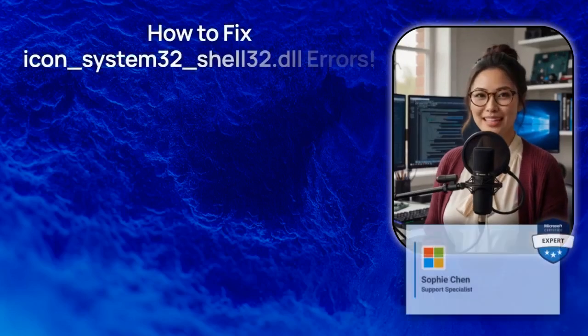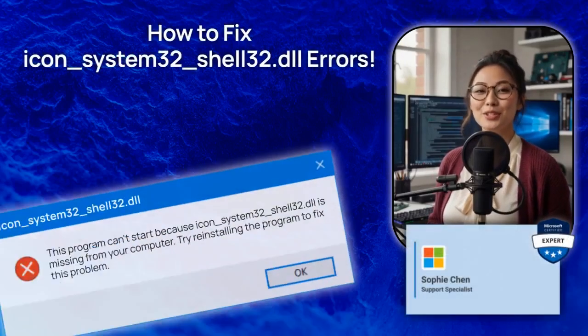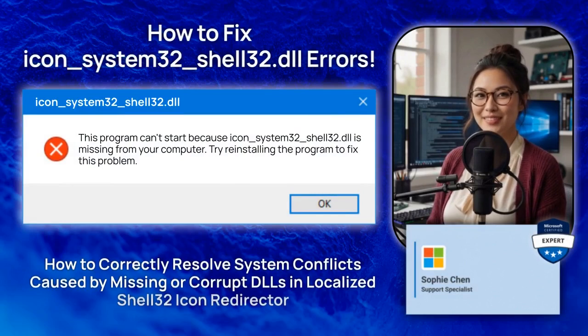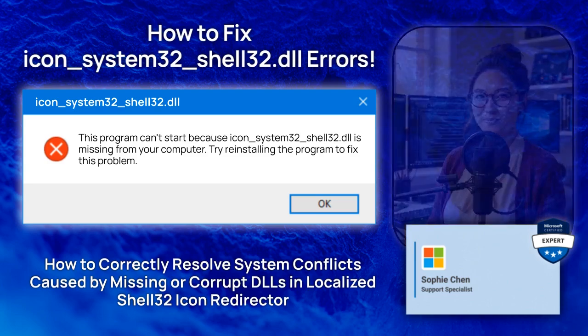Is your Windows operating system reporting the Icon System 32 Shell32 DLL failure? I'm Sophie Chen, a Windows system specialist. Let's resync your file architecture and restore your system integrity now.